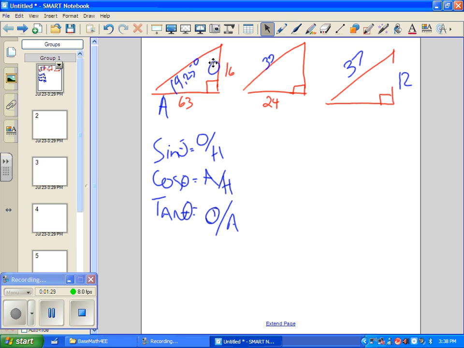Now, in our next one, what function do we have at hand? What is the very first function you can see right there? You have the hypotenuse and you have the side adjacent. What function is that? Cosine. Very good. So now we know that the cosine of this angle is 24 divided by 30. What angle is that?